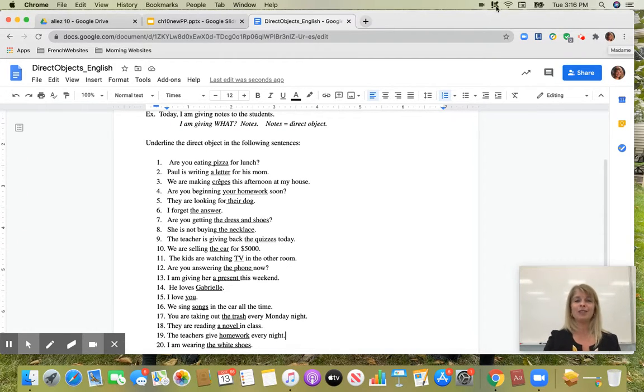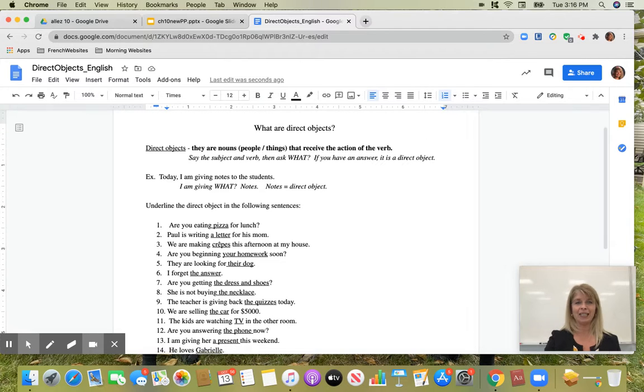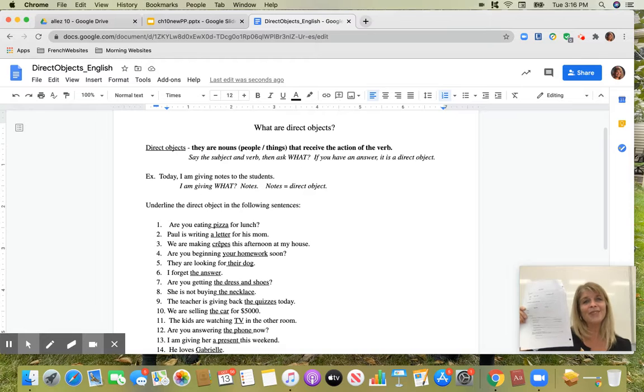So now that we understand what a direct object is in English, a noun, a person, or a thing that receives the action of the sentence, and we can locate it in a sentence, it's time to take some notes about what this looks like in French. So turn the page in your packet, and we're going to fill out these notes together.